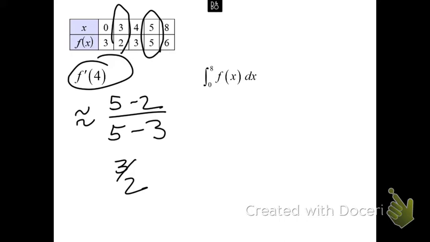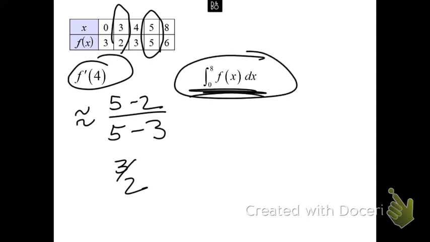Well, today's question is going to be, how do we estimate an antiderivative? So this is our goal today. Hopefully you remember that an integral is actually the area under the curve. So let's first find an exact answer and then look at all the different ways that we can estimate.